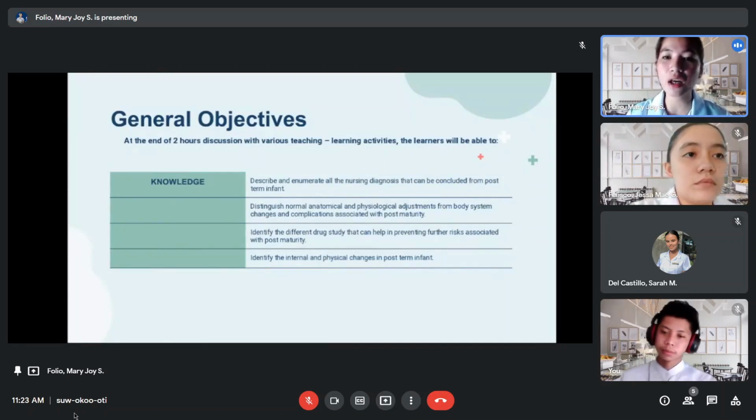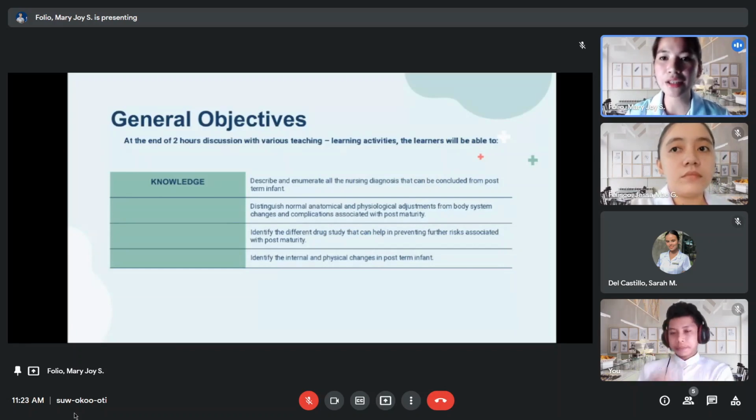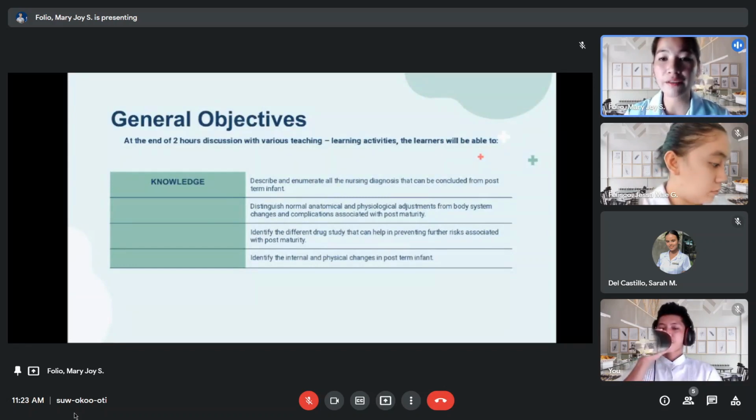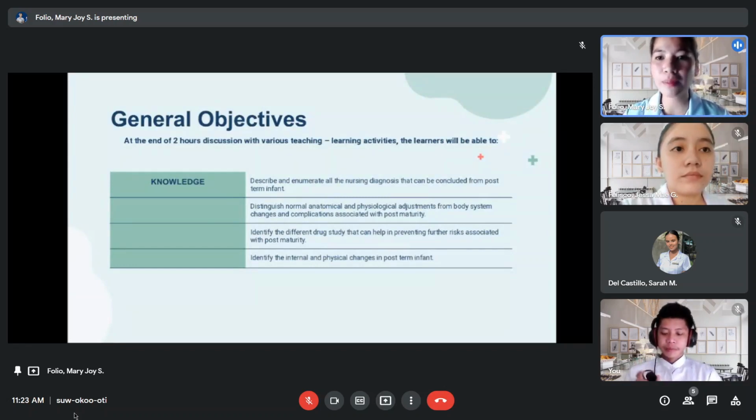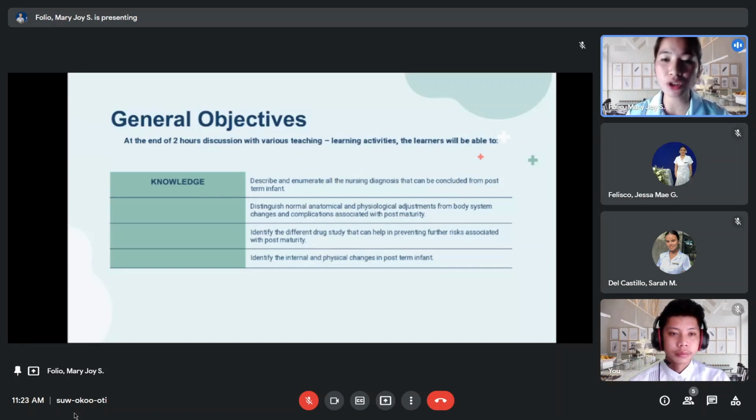At the end of 2 hours of discussion with various teaching-learning activities, the learners will be able to describe and enumerate all the nursing diagnoses that can be concluded from a post-term infant. Next is to distinguish the normal anatomical and physiological adjustments from body system changes and complications associated with post-maturity. Then identify the different drug studies that can help in preventing further risk associated with post-maturity, and identify the internal and physical changes in a post-term infant.